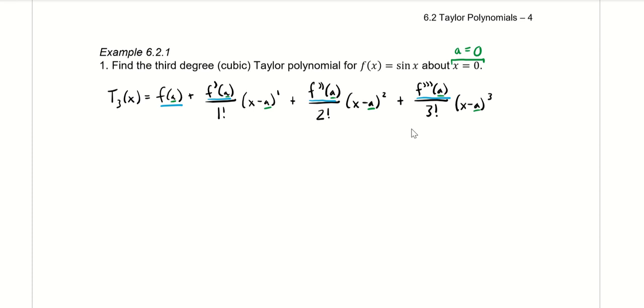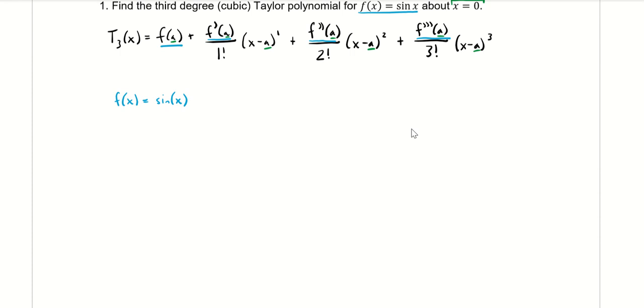Now, in terms of our function and its derivatives at a, we're given our function here as the sine of x. So f of x equals the sine of x. Now I know I'm going to have to go all the way up to the third derivative here, so I'm just going to write down the first 3 derivatives of the sine of x. So f of x equals the sine of x. f prime of x is equal to, what's the derivative of the sine function? Cosine.